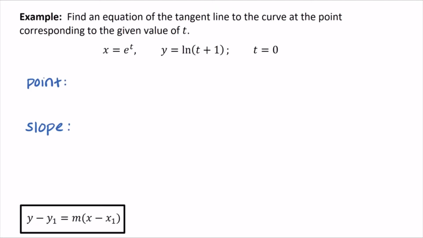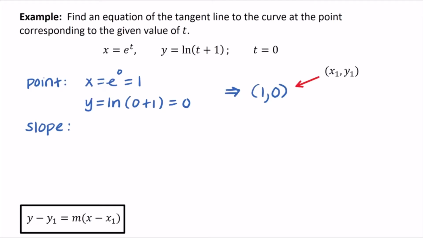For our example, to find the point, we can calculate x and y when t equals 0. That is, x equals e to the 0, or 1, and y equals the natural log of the quantity 0 plus 1, or ln of 1, which equals 0. Thus, (x1, y1) will be equal to (1, 0).